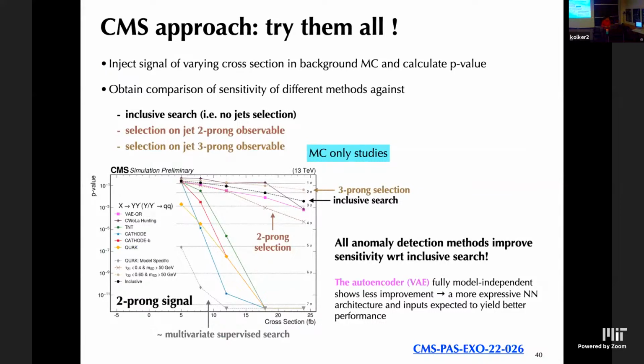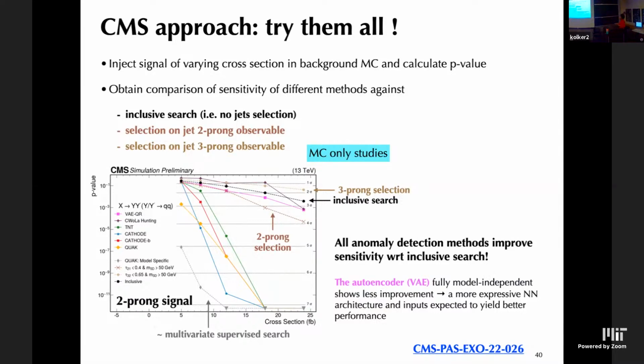The first way to test the performance is to inject a signal into the background simulation and then calculate the sensitivity of the methods to it. We can also change the amount of signal, so how many signal events there are, which basically means changing the cross-section. These are the discovery sensitivity as a function of how much signal there is. We also compare the methods with an inclusive search, so basically a search in which we don't do anything. We see that all the anomaly detection methods improve the sensitivity by a lot with respect to an inclusive search, which is the standard way of doing analysis in CMS. So this is really nice.